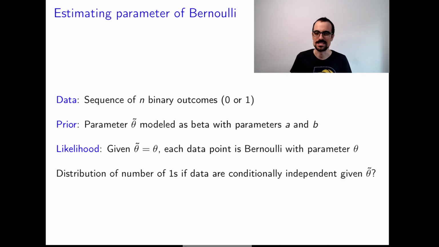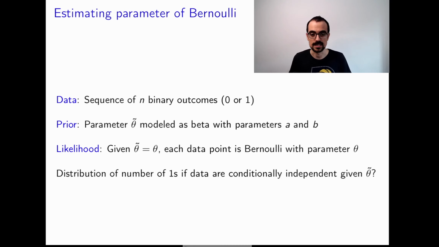Okay, so now let me ask you a really stupid question given what I just said. Actually, I thought I was going to ask you, do you think the data should be conditionally independent given theta? Anyways, let's move on. What is the distribution of the number of ones if the data are conditionally independent given theta?